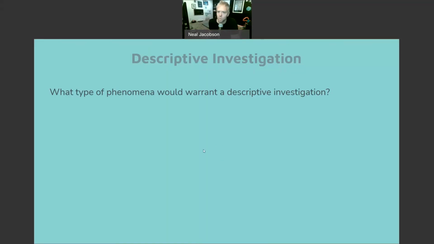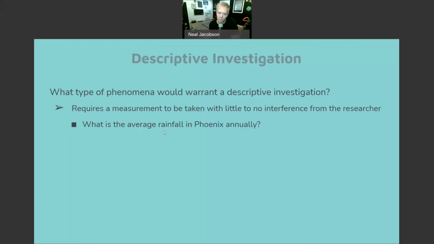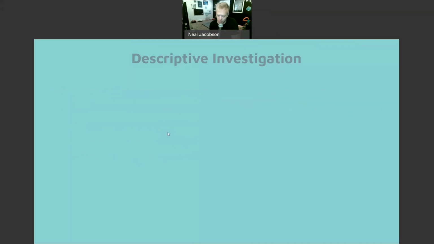What kind of phenomena would warrant a descriptive investigation? So, we know that these phenomena would be something that requires a measurement to be taken, but with little to no interference from the researcher. So like measuring the height of mountains, measuring the heights of people, measuring weights, measuring sizes, measuring rainfalls, measuring temperatures. Those things are descriptive investigations because you don't have to interfere. You just have to take a measurement. So what is the average rainfall in Phoenix? What is the oldest living thing? What is the average speed of cars on the Autobahn? So there's lots of examples.